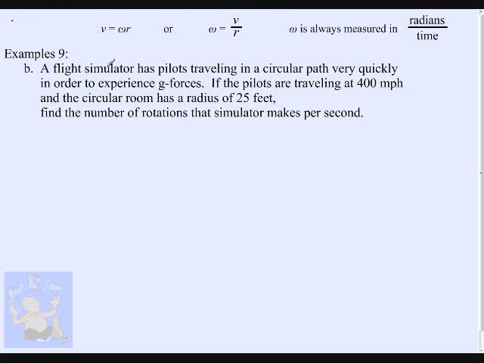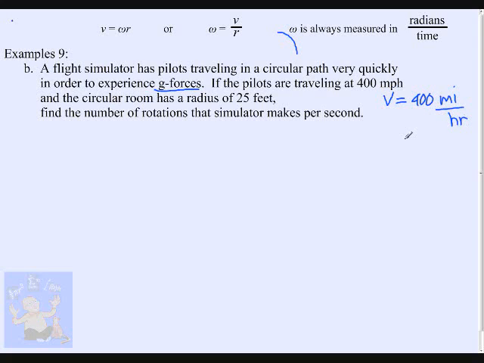This first one, a flight simulator has pilots traveling in a circular path. Okay, so that's good. We know it applies to what we've been studying. They're moving them very quickly so that they will experience g-forces. If the pilots are traveling at 400 miles per hour, that would be a linear velocity, wouldn't it? 400 linear units per time, miles per hour.